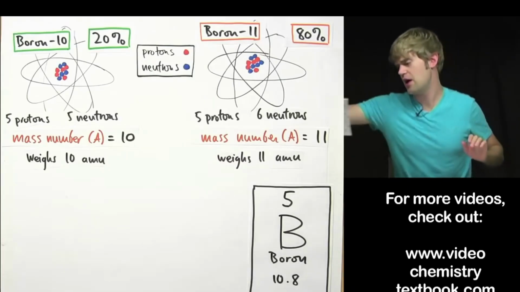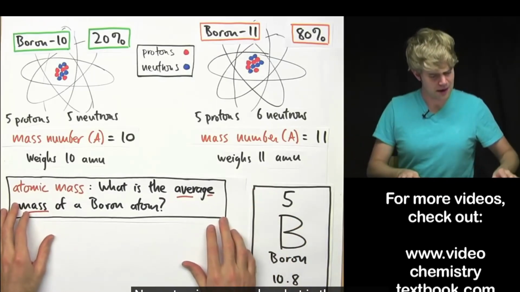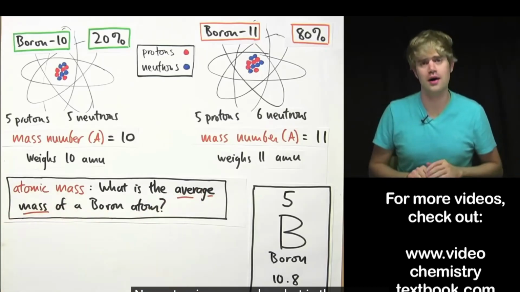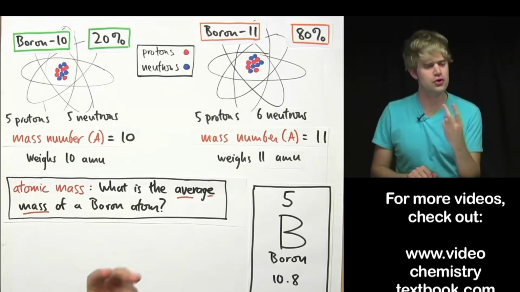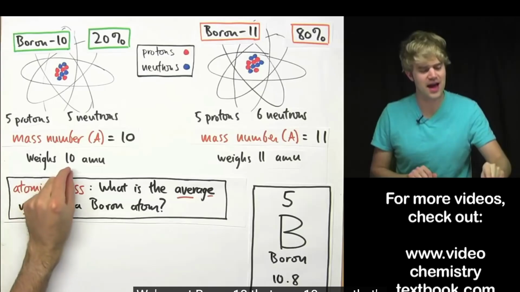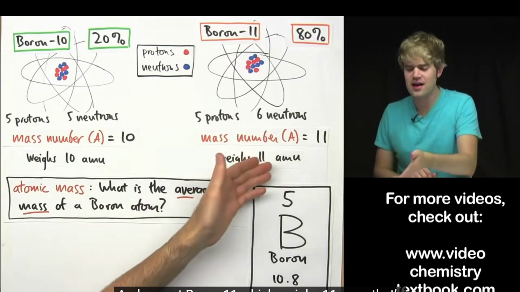This leads us to the idea of atomic mass. Now, atomic mass asks what is the average mass of a boron atom. All right? We've got these two types of boron atoms. We've got boron 10 that weighs 10 AMU. That's what its mass is. And we've got boron 11, which weighs 11 AMU.